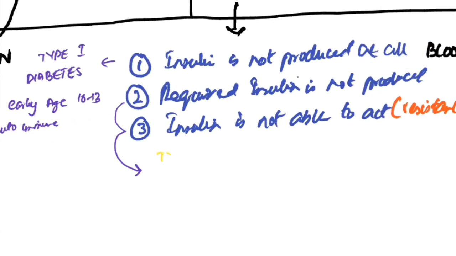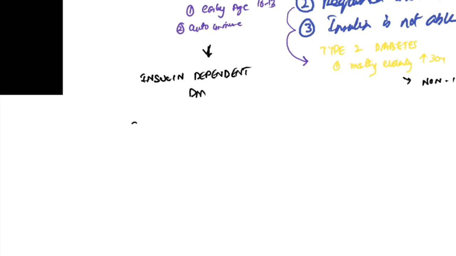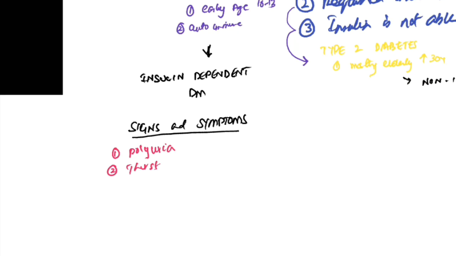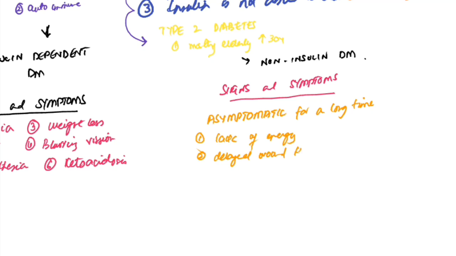And then this happens in type 2 diabetes, which occurs at an age of more than 30 years. Type 1 diabetes is also called insulin dependent diabetes, whereas type 2 is known as non-insulin dependent diabetes. The signs and symptoms of type 1 diabetes are polyuria, which is frequent urination, thirst, weight loss, blurred vision, paresthesia, and ketoacidosis. The signs and symptoms of type 2 diabetes are lack of energy, delayed wound healing, visual blurring, and increased amount of infections in the body.